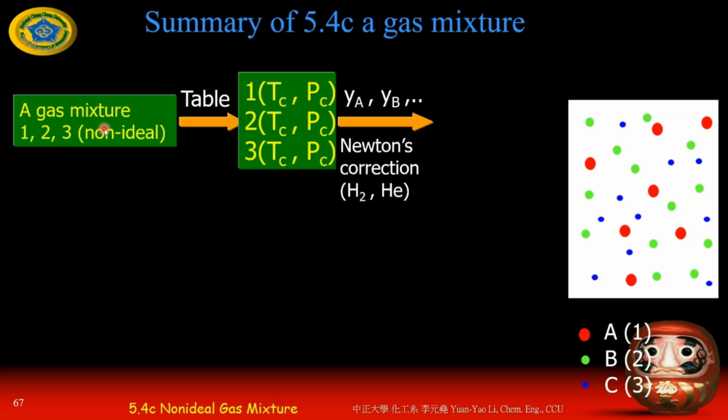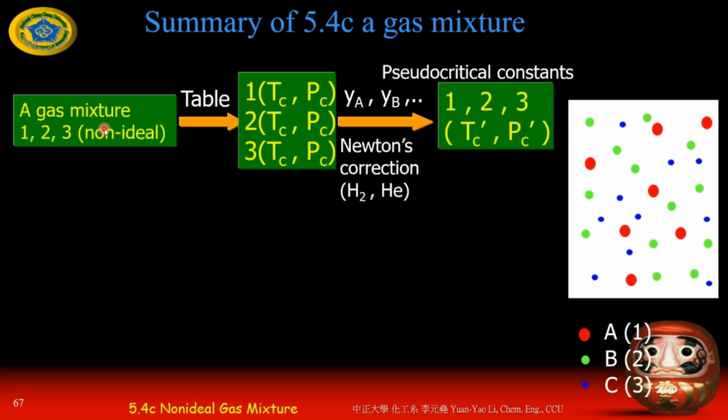Okay, and then after that, you need to know, do they follow Newton's correction? For example, is any hydrogen or helium gas in a container, in a chamber? If yes, you need to do Newton's correction. Next, once you have critical temperature and critical pressure for the three species, you need to find the pseudo-critical constants. The first ones are pseudo-critical temperature and pseudo-critical pressure, right?